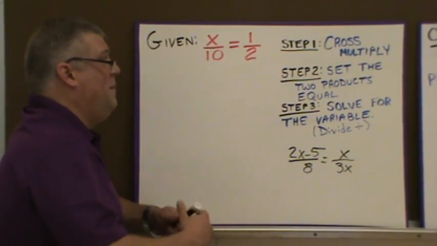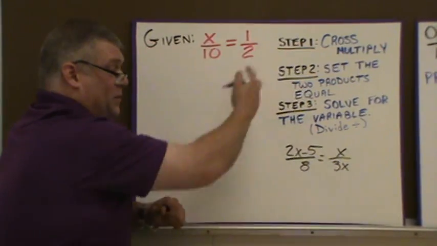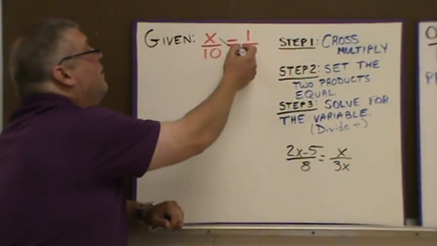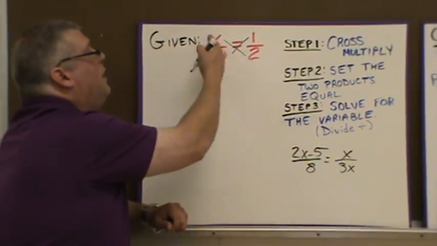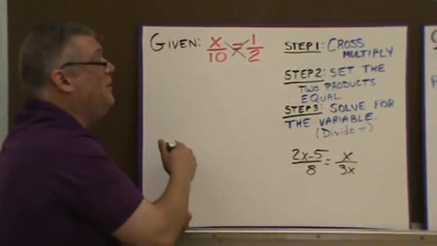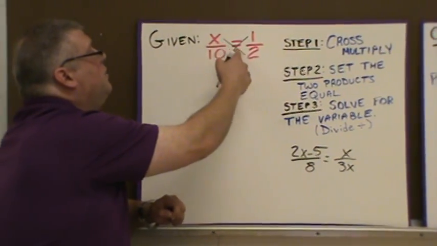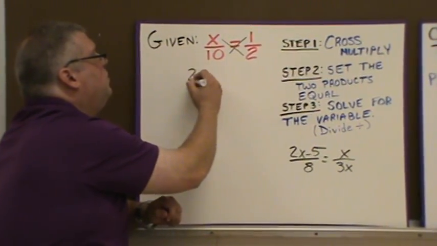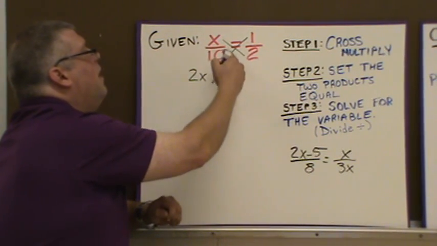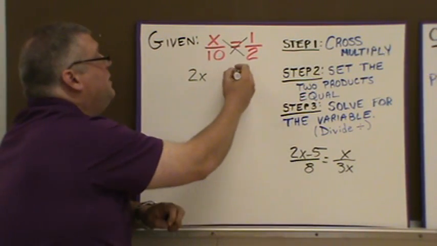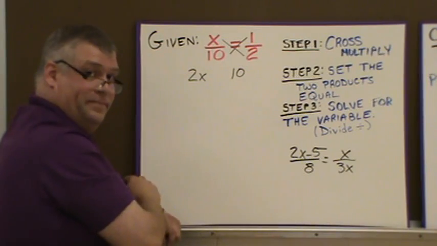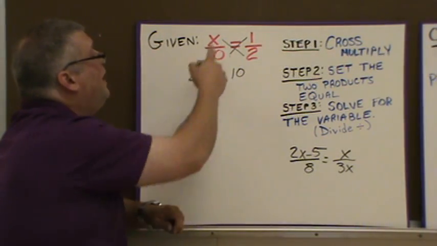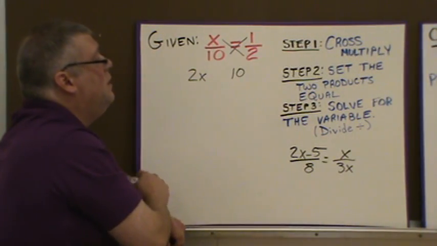How does the cross-multiply method work? Well, the first step is to cross-multiply. You cross-multiply by multiplying the two numbers that are opposite of each other. X and 2 are opposite here, so we're going to get 2x. And we're going to do 10 times 1, which is 10. So I've got the two cross products.